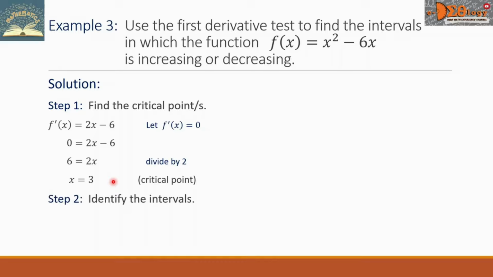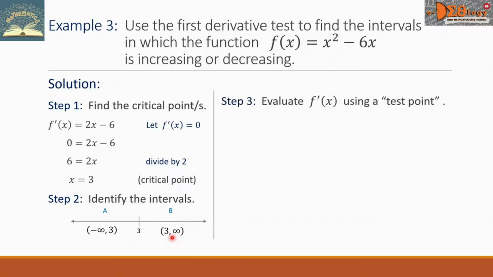Step 2, let's identify the intervals. Let us draw the number line, and we assume the position of the critical point, and it's here. The number line is now divided into intervals a and b respectively. Let us now write the interval notations for a and b respectively. So we have for the a from negative infinity to 3. Interval b from 3 to positive infinity.